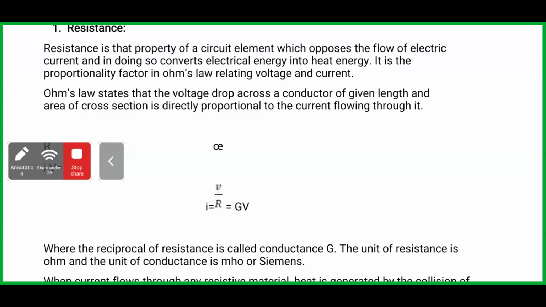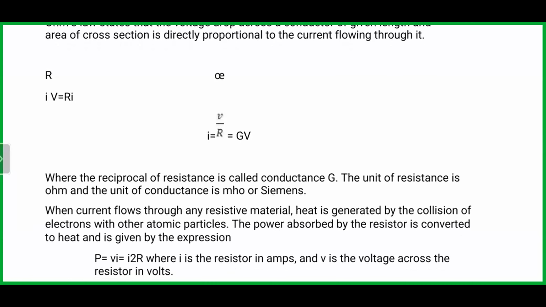So to verify Ohm's law, we say current is proportional to voltage and inversely proportional to resistance. Hence we have V equal to IR. Under Ohm's law, we are going to learn about conductance and resistance, and we learn about conductivity and resistivity.